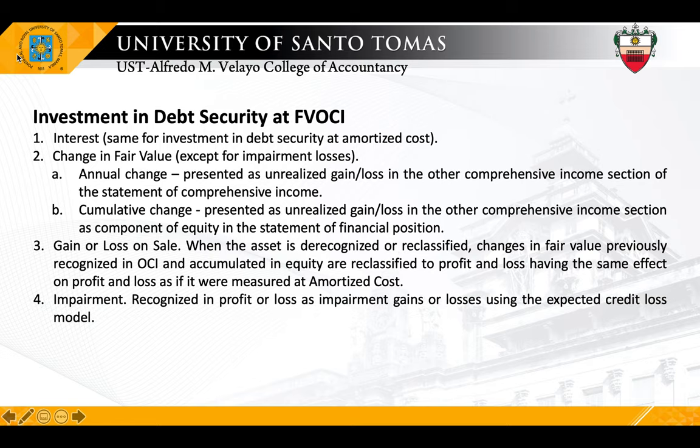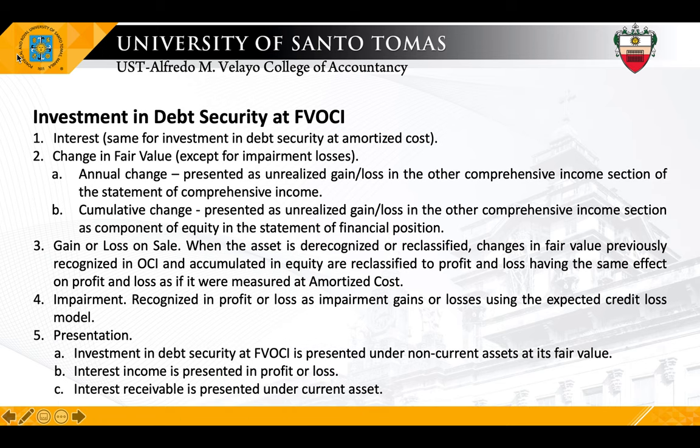Next, impairment. So, same with amortized cost in profit or loss using the expected credit loss model. And finally, for presentation purposes, investment in debt security at FBOCI is a non-current asset measured at fair value. So, whatever is the fair value at year-end, so, kumbaga, mawawala na lahat yung adjustments mo sa kanya with regard to amortization during the year. Kasi sa dulo, fair value pa din naman ang gagamitin for reporting purposes. Then, interest income is profit or loss and interest receivable is current asset.